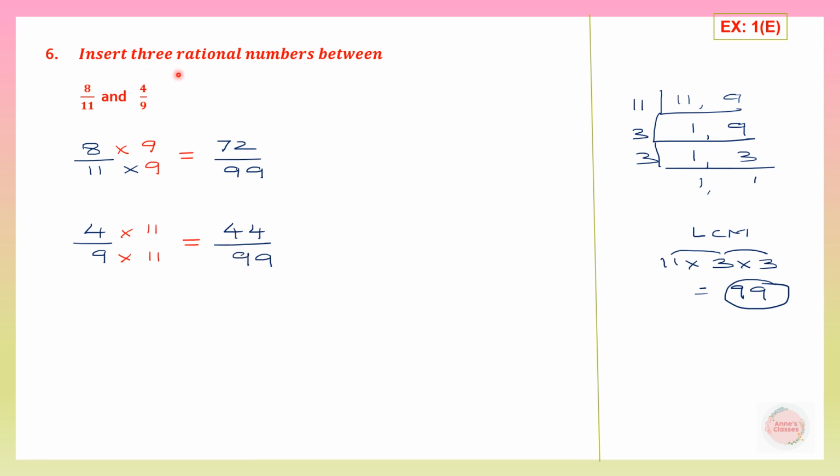So from these rational numbers, you need to pick out three rational numbers and that will be your answer. There are an infinite number, so your answer will be different from someone else's answer. As long as you follow this, you can pick out any three rational numbers and put them between 8 by 11 and 4 by 9.